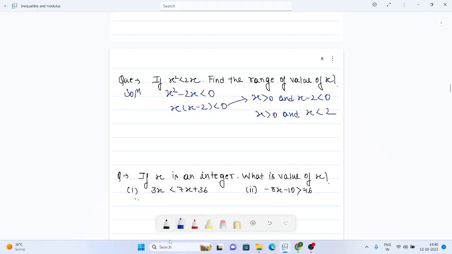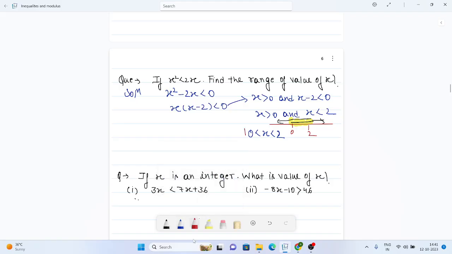Okay. So if you see, x is greater than 0 and less than 2, and if you draw a number line here, 0 and 2, and x is greater than 0 and less than 2. What common solution do you get? You get this common solution. So in the first case I got the answer x between 0 and 2. Now I come to the second case.